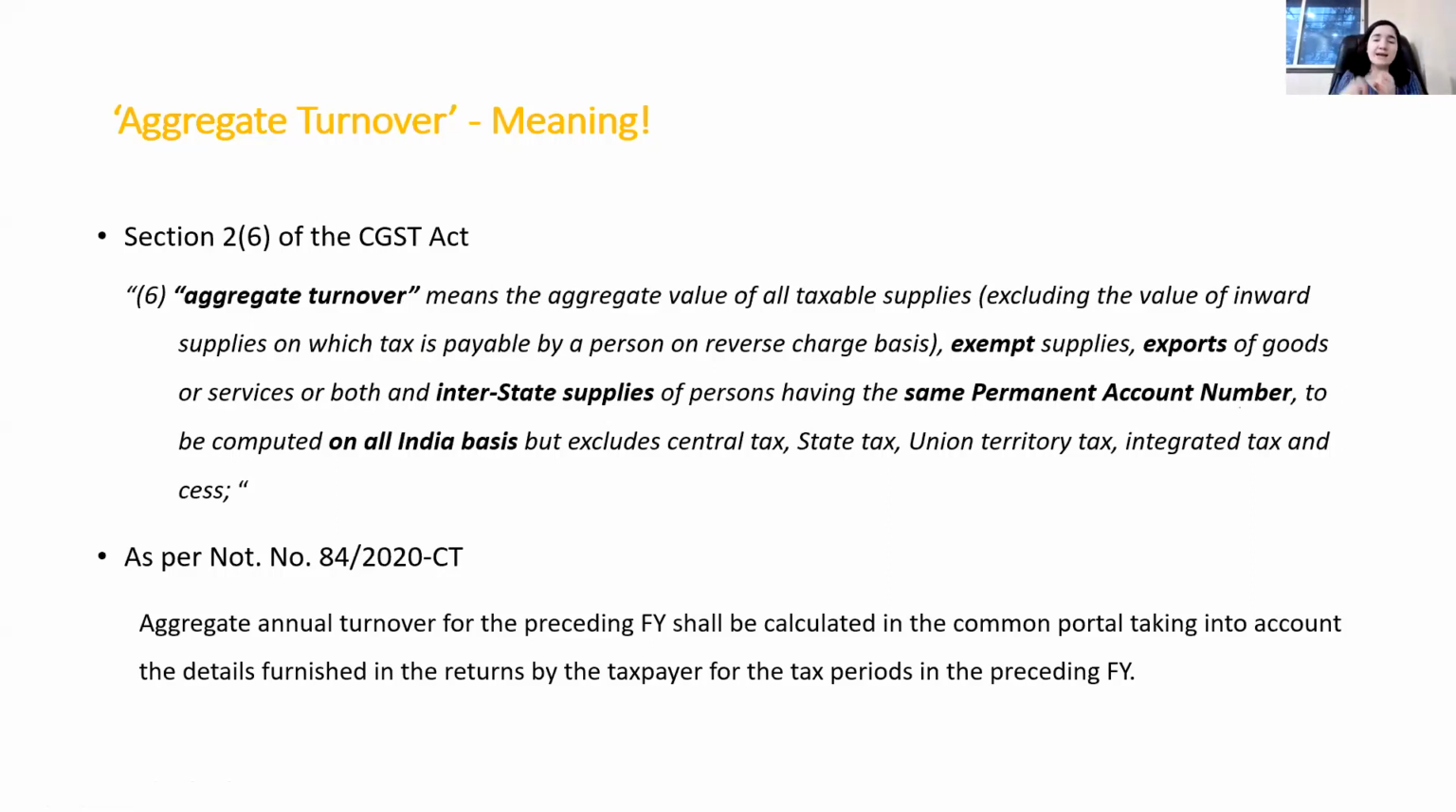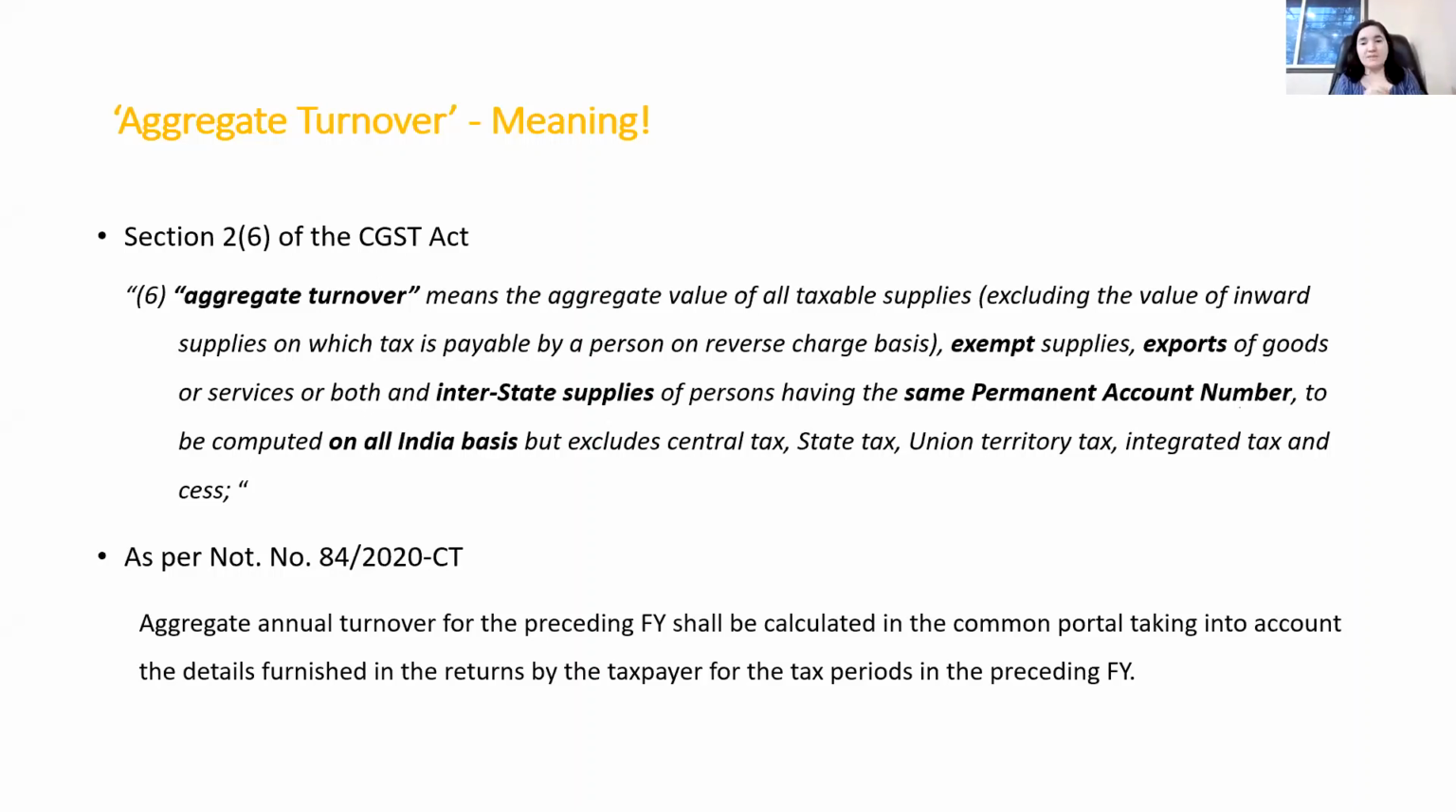That means aggregate turnover includes all the supplies. Even if you have interest on deposit income and that is business income, then definitely you have to include it for the purpose of computing the aggregate turnover. So aggregate turnover includes all the taxable supplies, exempt supply, export, and interstate supply. All supplies have to be included, and the turnover is to be computed on a PAN basis.